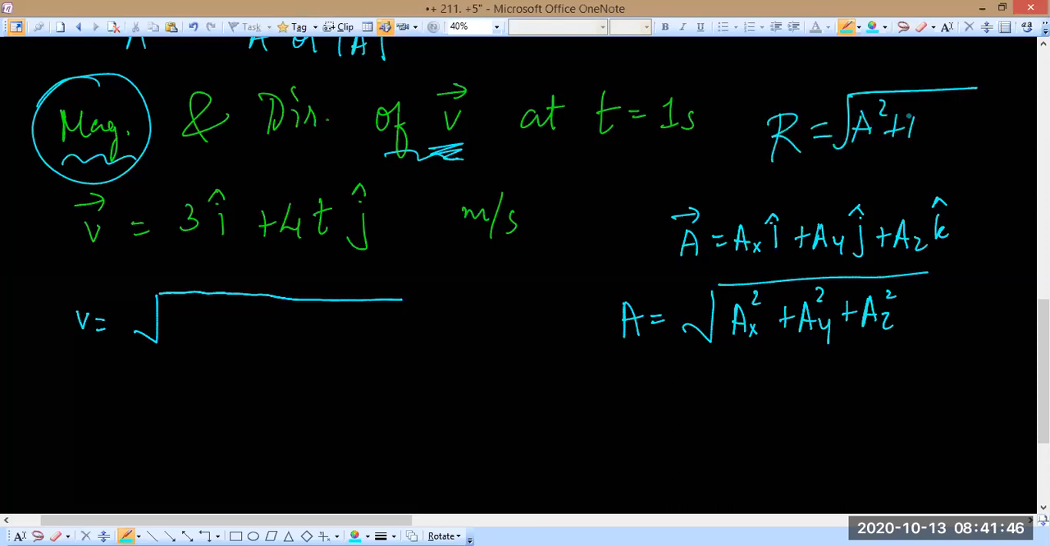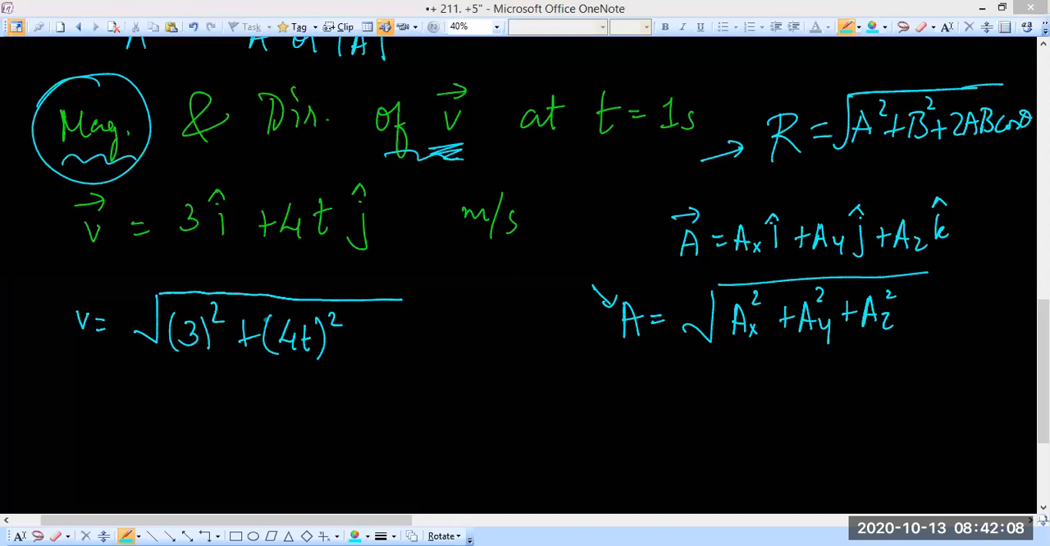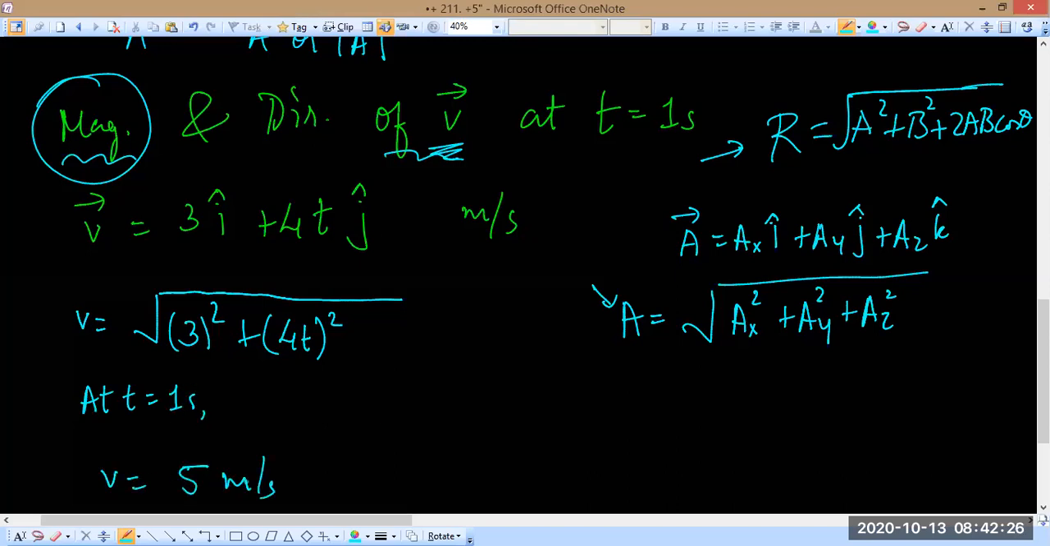That was resultant magnitude of A and B. Okay, so I hope you will not get confused between this and this. Okay, so this is going to be, I hope that is clear. And t is equal to 1, isn't it? And yeah, so and t is equal to 1. So 5 will come.